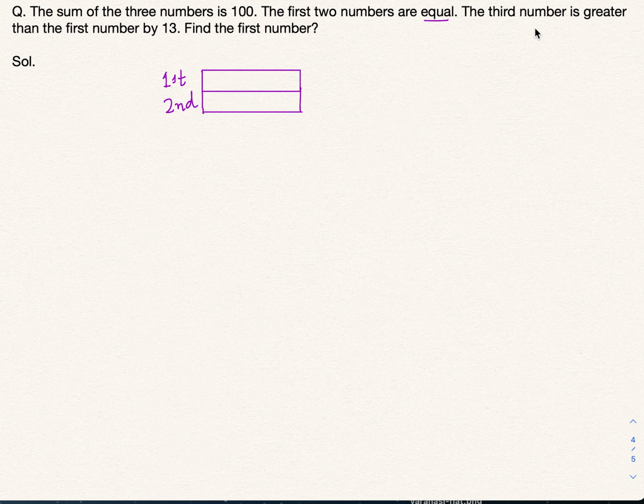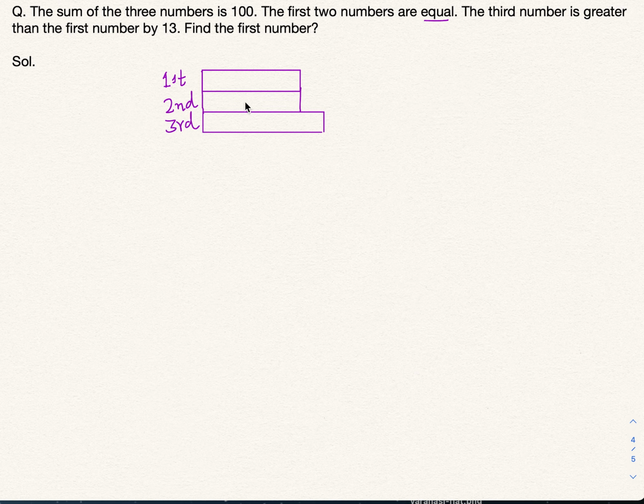It's given the third number is greater than the first by 13. So this is my first, this is my second, and the third number has to be 13 more than the other two numbers, right? So let's represent it by a bar which is slightly longer than the other two numbers, right? So this is my third number.